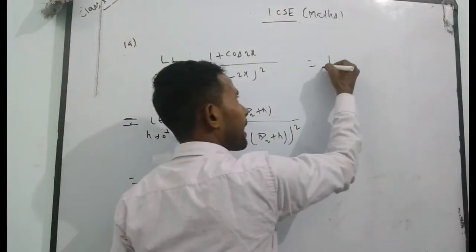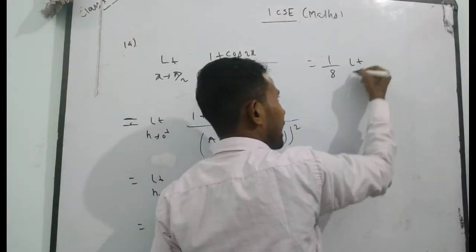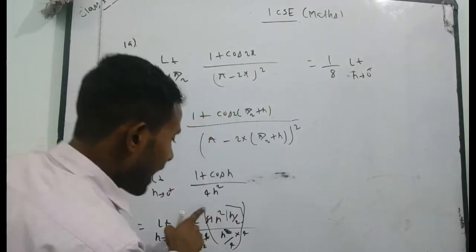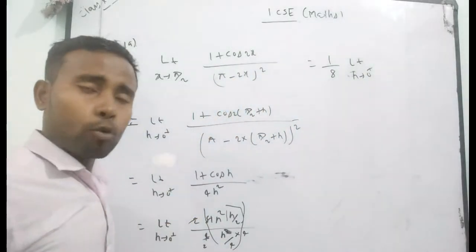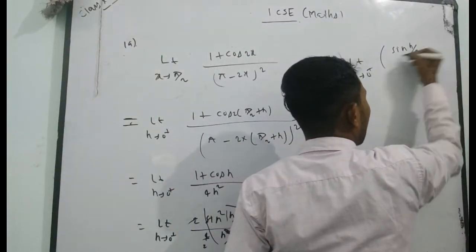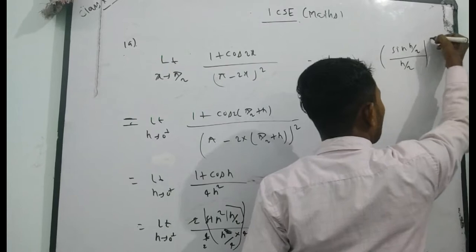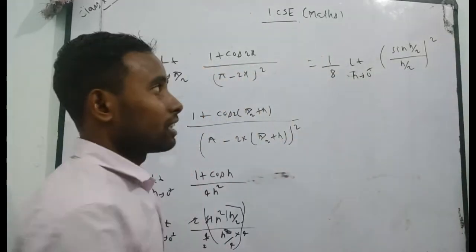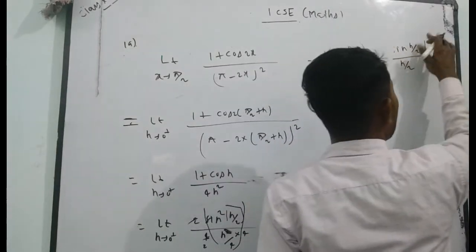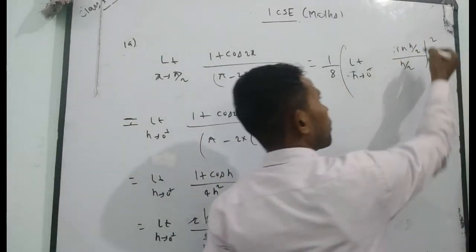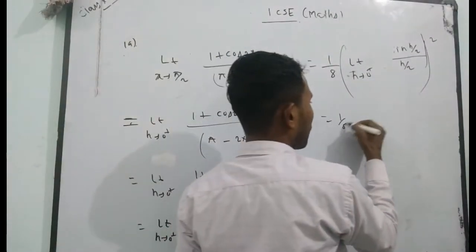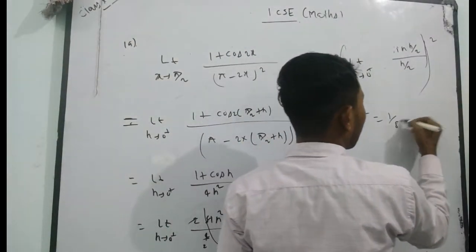So you take 1 by 8 common from this expression and you get limit h tends to 0 from the right hand side of sin square h by 2 by h square by 4. Can you write directly, sin h by 2 divided by h by 2 whole square? As you know, this whole square can be written as under root whole square, that means whole square of the expression. So in that case it will be 1 by 8 into 1 whole square, which will be 1 by 8.